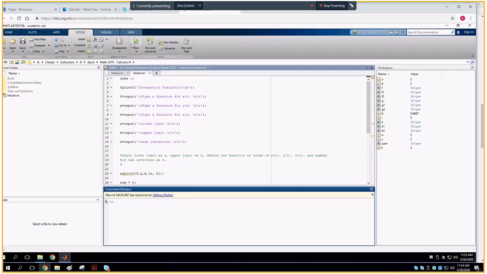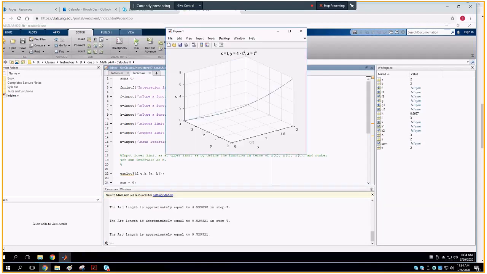So let's see. Run the code. T, 4 minus t squared. T cubed. 0, 2, 4, and round to 4 decimal places will be 9.5293.